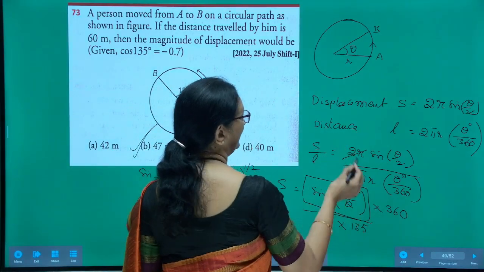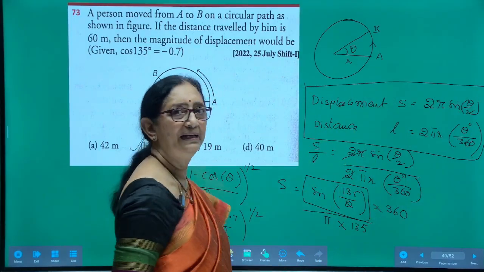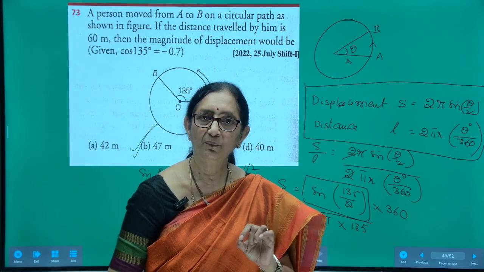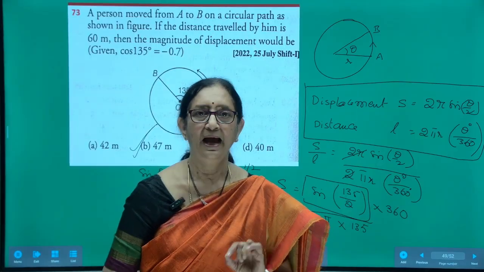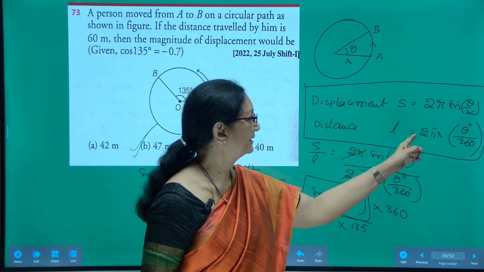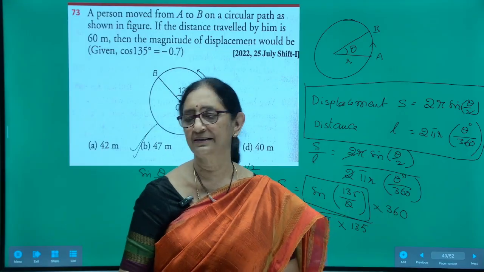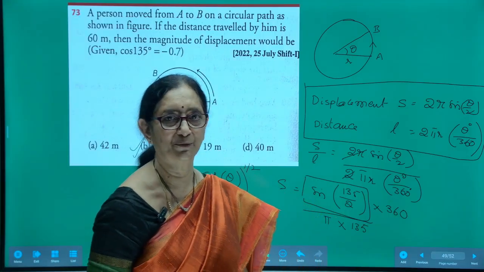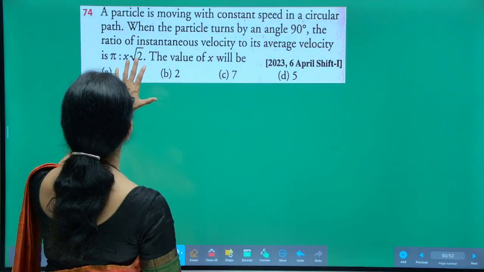Okay. So here this is the most important thing. In case of a body moving in a circular path of radius r, after turning through an angle theta, distance is 2 pi r into theta by 360 and displacement is 2r sin theta by 2. Okay. Now let us move on to this.